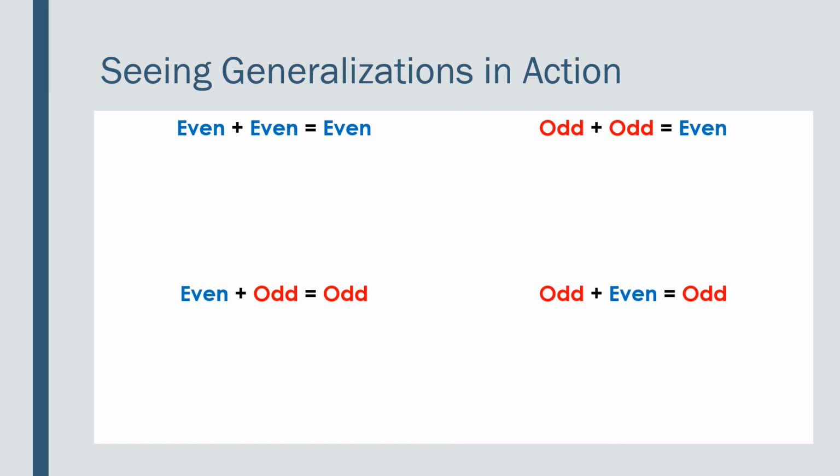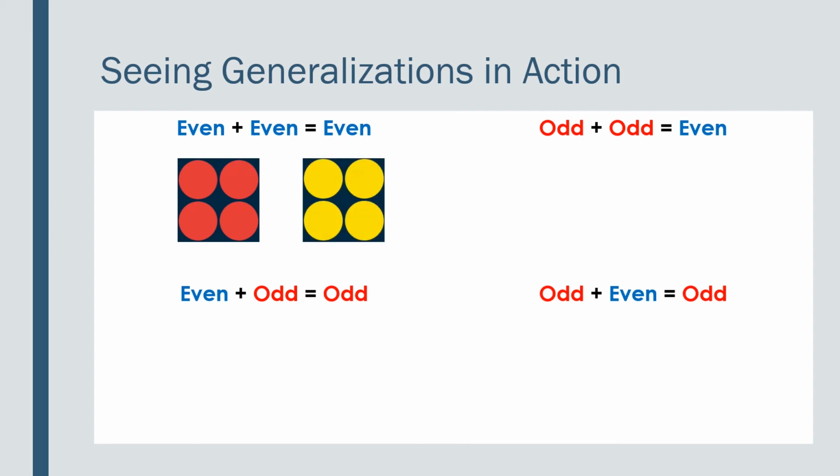Here's a way that we can see those generalizations in action. Let's look at an example of each of the rules we have identified. If we add 4, an even number, plus 4, another even number, we will get an even sum. You can see that if we are thinking about having partners, each one of the counters has a partner. There are no leftover counters, so the sum is even. 4 plus 4 equals 8.